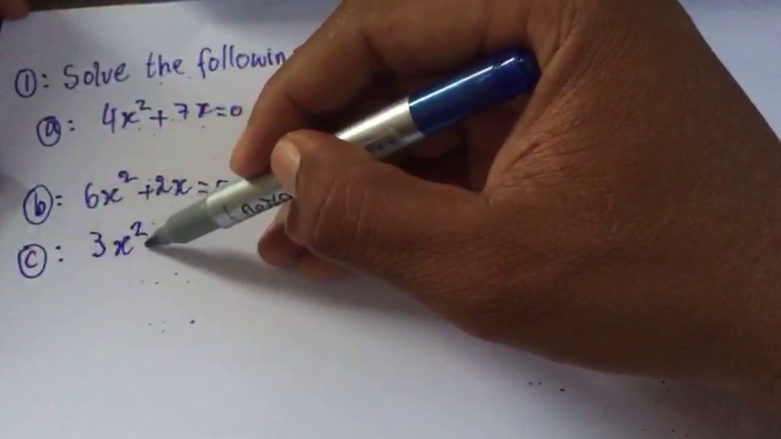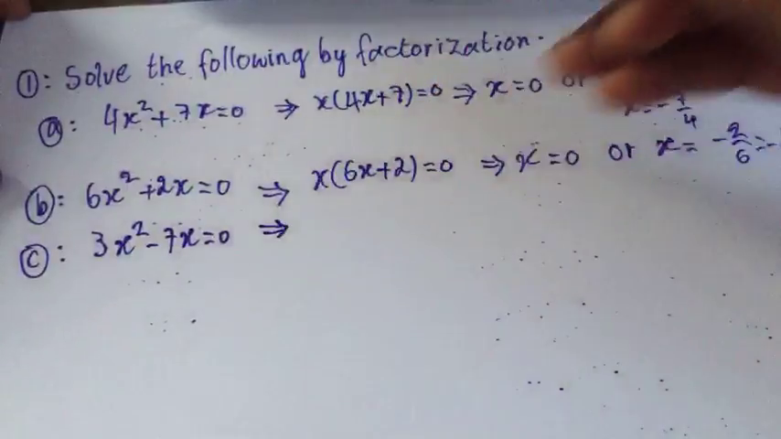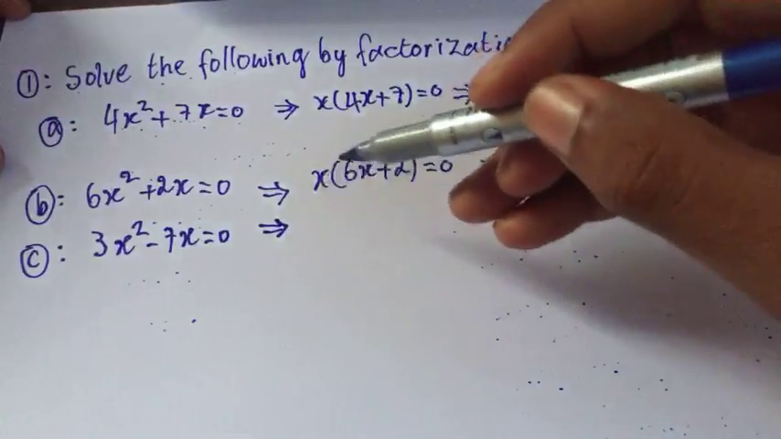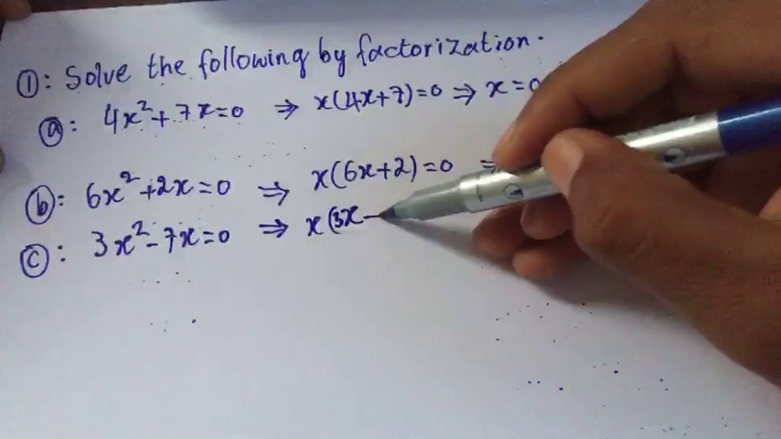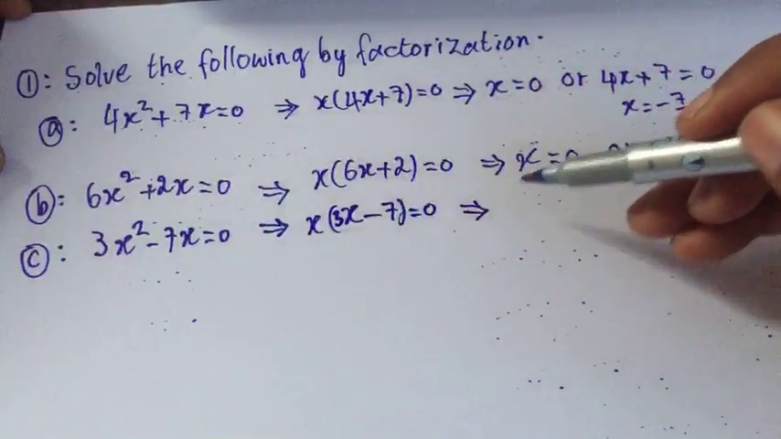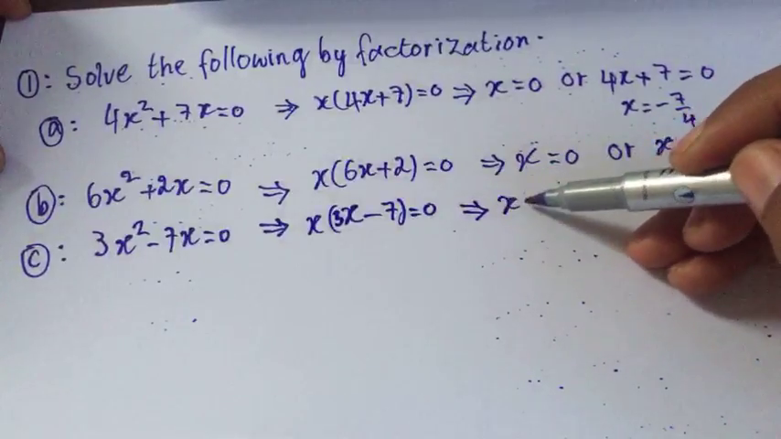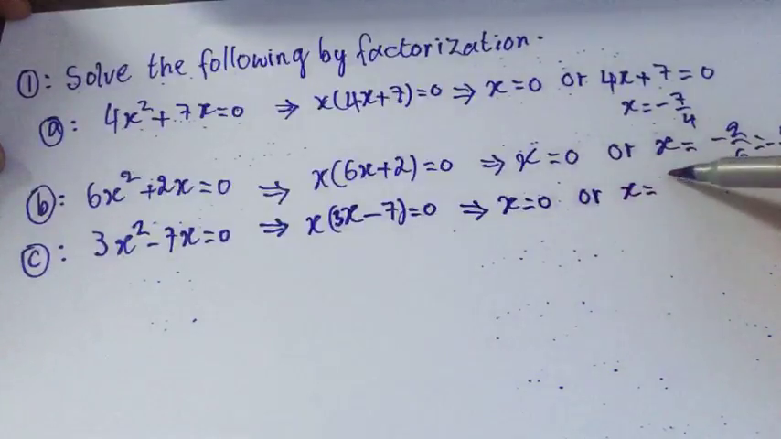C: 3x squared minus 7x equals 0. What is the answer of this one? You can factorize x(3x minus 7) equals 0, and you can see x equals 0 or x equals 7 divided by 3.